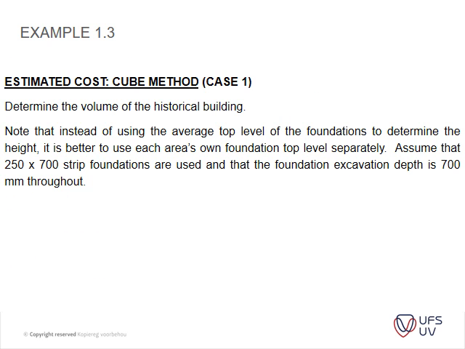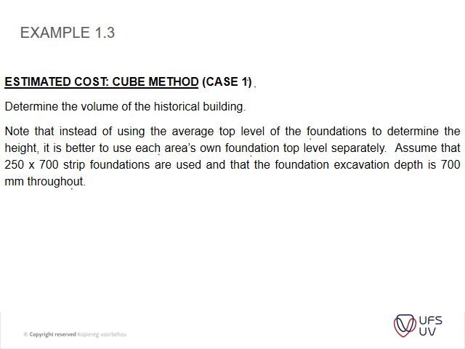Okay, then we get to our area or cube method. We're going to look at that little formula that I've spoken about, but there's a little bit more to the cube method than just the normal calculations that we did earlier. Note that instead of using the average top level of the foundations to determine the height, it is better to use each area's own foundation top level separately. Assume that 200 by 700 strip foundations are used, and that the foundation excavations are 700 millimeters deep throughout.